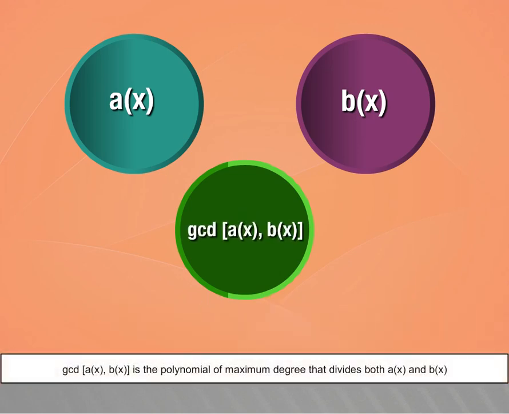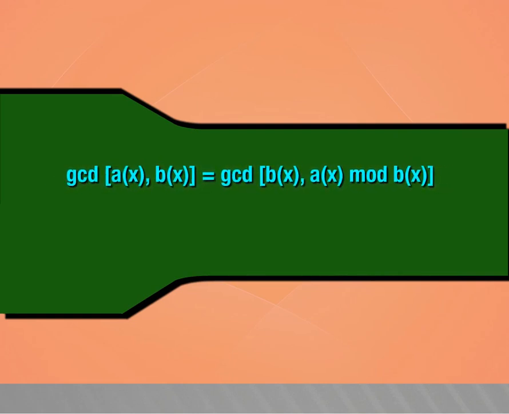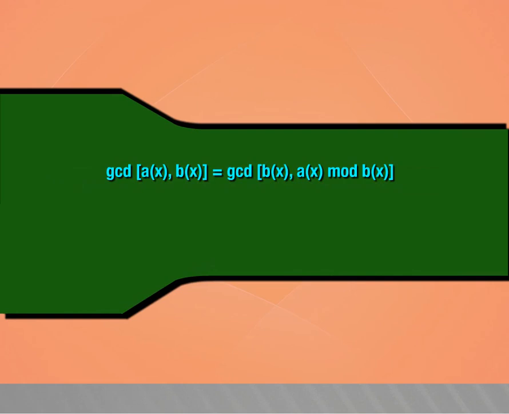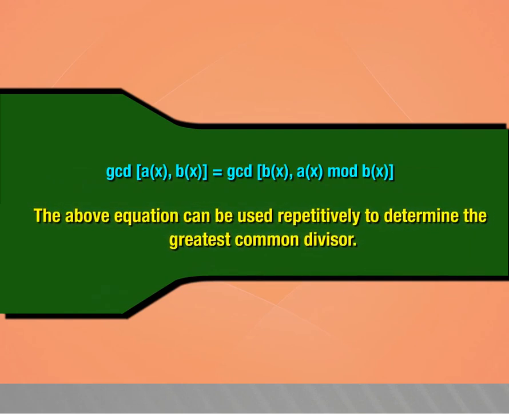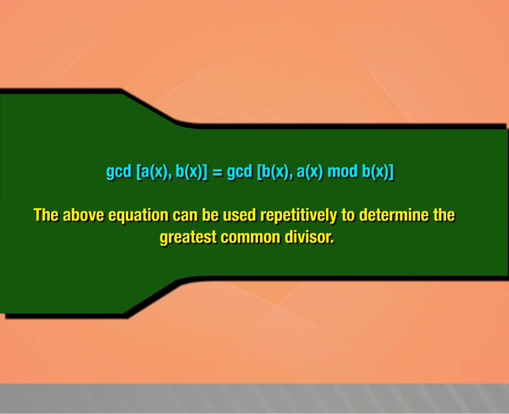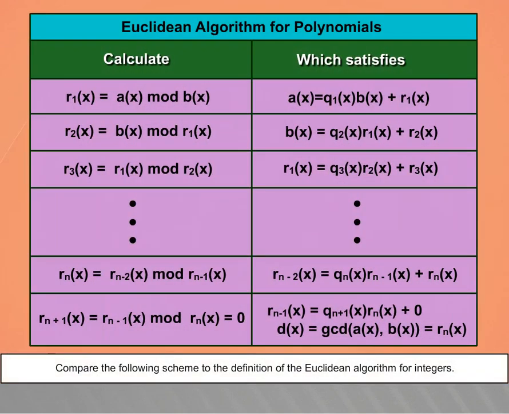GCD of a of x, b of x is the polynomial of maximum degree that divides both a of x and b of x. GCD of a of x, b of x is equal to GCD of b of x, a of x mod b of x. The above equation can be used repetitively to determine the greatest common divisor. Compare the following scheme to the definition of the Euclidean algorithm for integers.